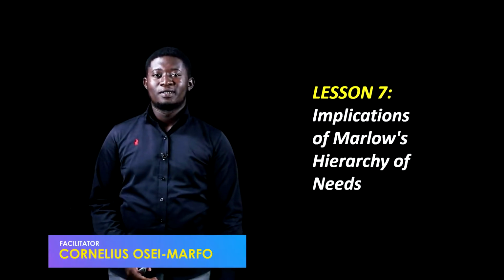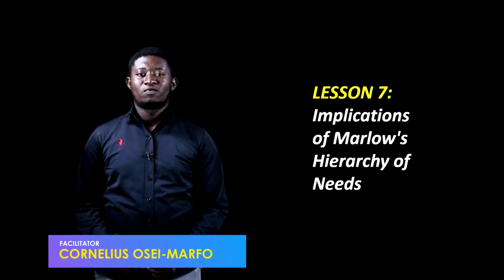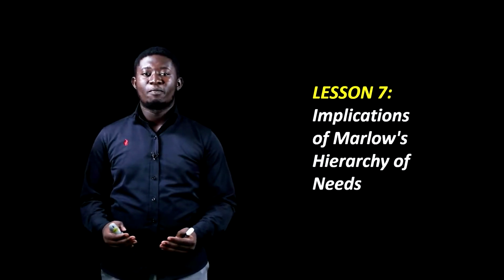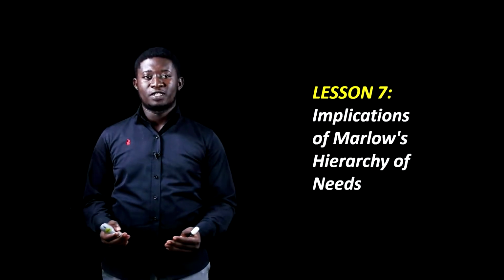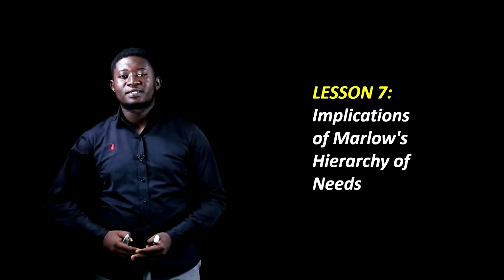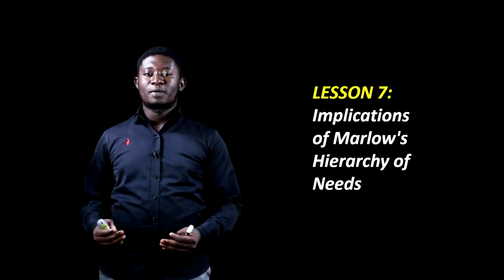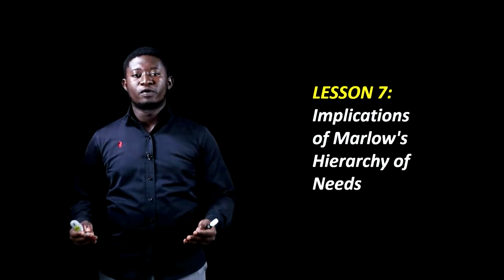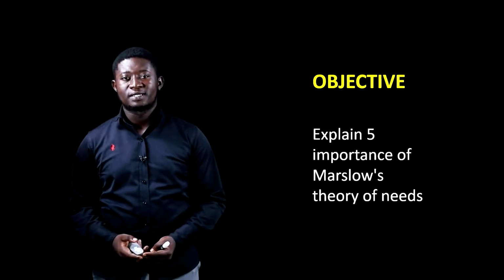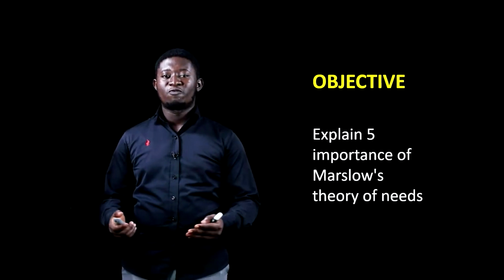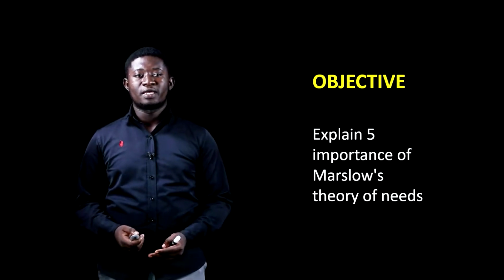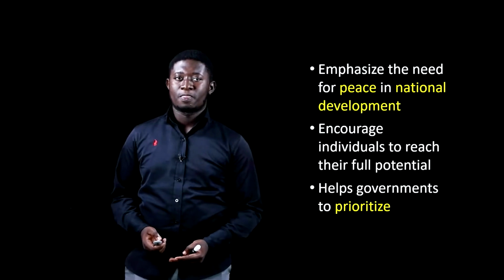In our previous lesson, we discussed the levels and explained Abraham Maslow's hierarchy of needs. In this lesson, we'll look at the implications or the application of Abraham Maslow's hierarchy of needs to real-life situations. By the end of this lesson, students should be able to explain 5 importance of Abraham Maslow's hierarchy of needs.